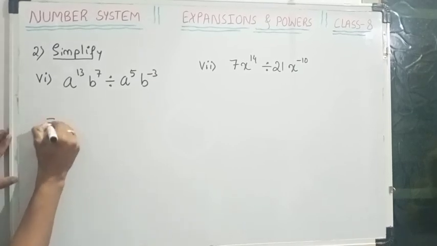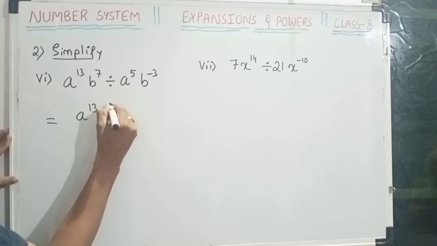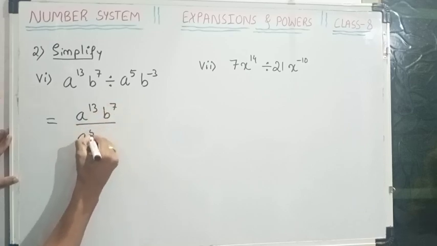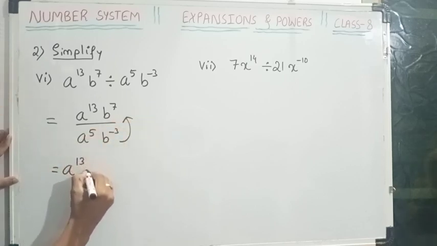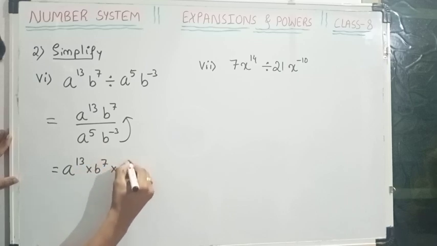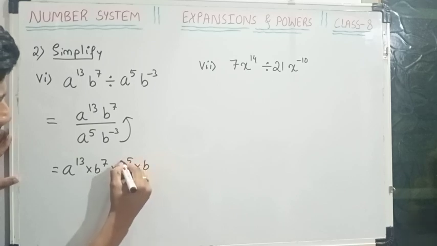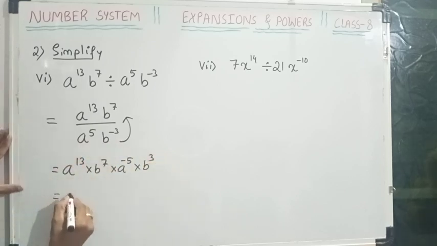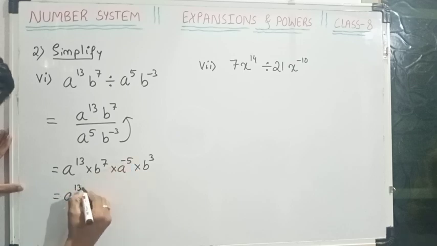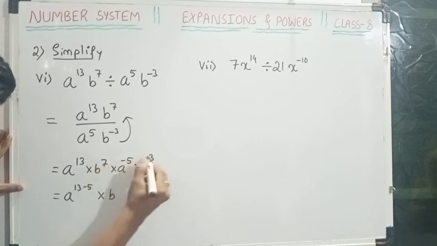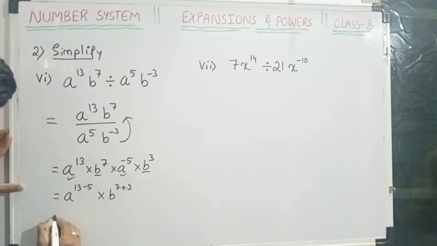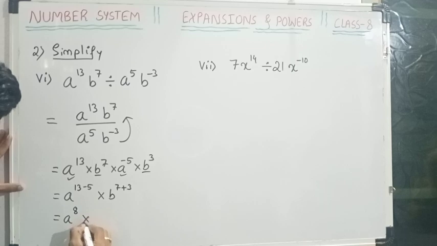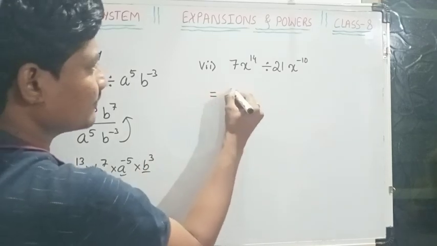Simplify this. a to the power 13, b to the power 7, whole divided by a to the power 5, b to the power minus 3. I'll take denominator to the numerator. a to the power 13, b to the power 7 into a to the power minus 5, b to the power plus 3. There will be a change in sign. a to the power 13 minus 5, b to the power 7 plus 3. I have to take the same bases. a to the power 13 minus 5 is 8 into b to the power 10. This is the final answer. a to the power 8 into b to the power 10.